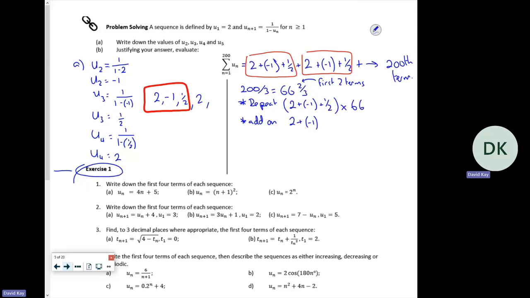So my sum from n equals 1 to 200 of u(n) will be 66 lots of 3 over 2. So I've got 2 take 1 is 1, plus a half is 3 over 2, and then add on 1. So I'm using the periodic nature of it to work it out. And that gives me 100. There we go. That's quite nice.